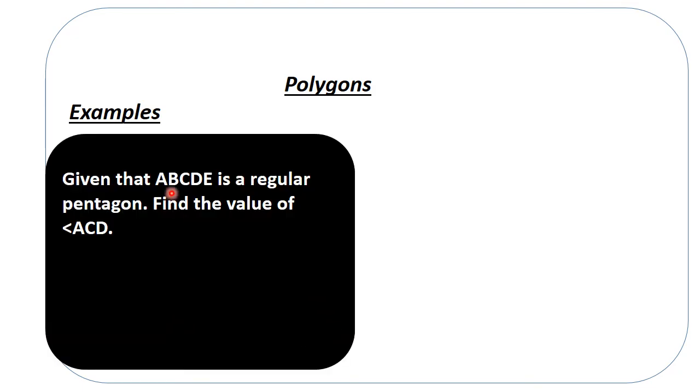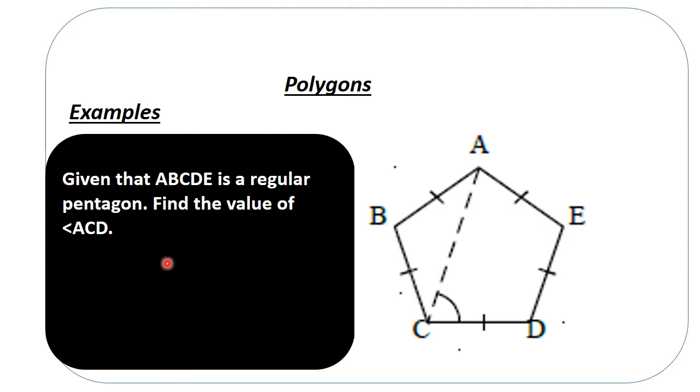Now let's take a look at a more complicated question that needs a bit of thinking. Given that ABCD is a regular pentagon, so we have a pentagon here. Find the value of angle ACD. A regular pentagon means that all sides are equal and all angles are equal. They have drawn a line here to bring complications, and they want us to find this angle here.